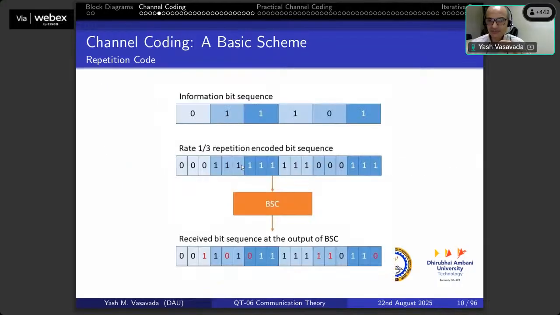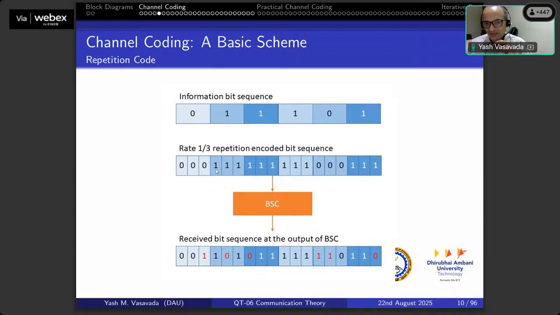Let me give you an example. Suppose you have a 6-bit information sequence that you want to transmit. If you didn't do channel coding, you would send these 6 bits just the way they are shown here at the top, 0, 1, 1, 1, 0, 1. Suppose you decide to do rate 1 over 3 repetition coding. So what you will do is, you will take 0 and repeat it 3 times, because n is equal to 3.